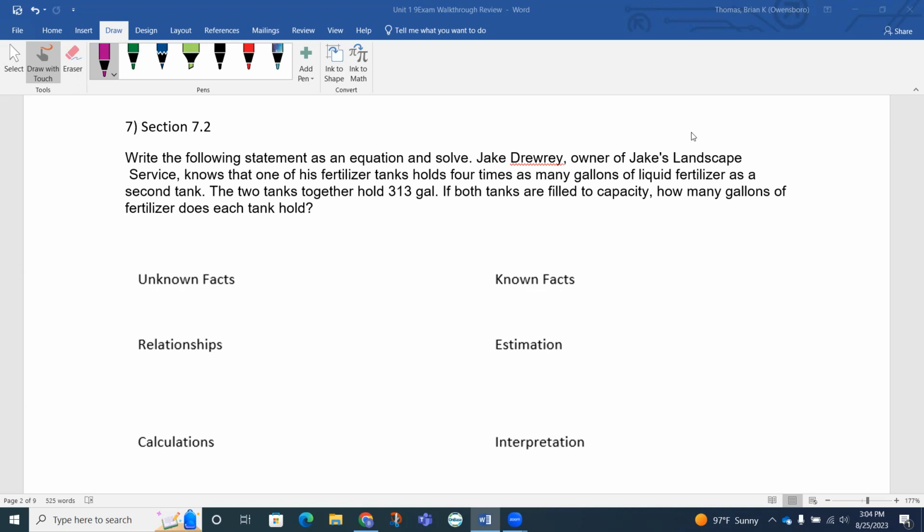Jake Drury, owner of Jake's Landscape Service, knows that one of his fertilizer tanks holds 4 times as many gallons of liquid fertilizer as a second tank. The two tanks together hold 313 gallons. If both tanks are filled to capacity, how many gallons of fertilizer does each tank hold?